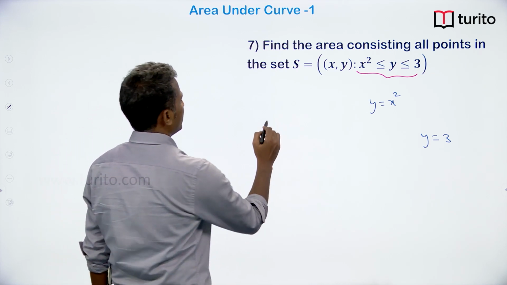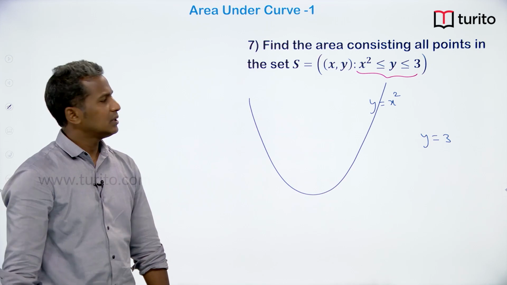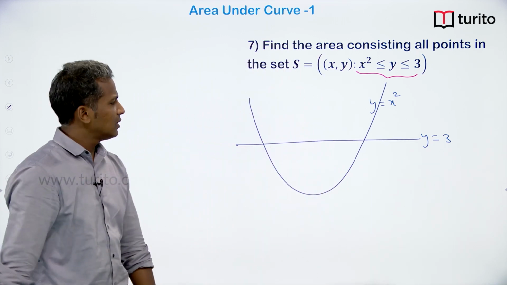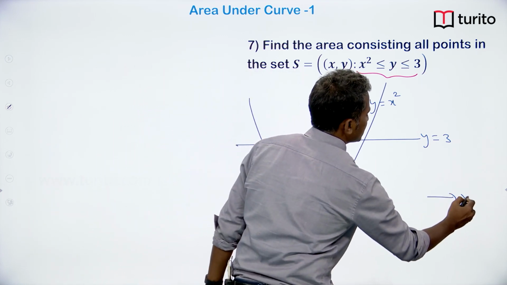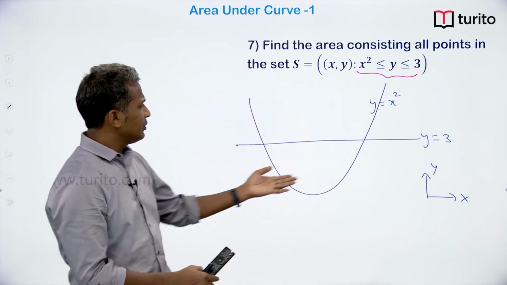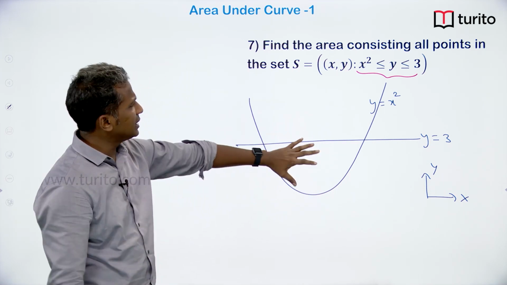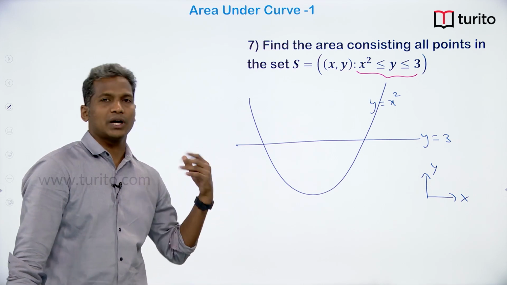So y equal to x square is a graph like this, it is a parabola. y equal to 3 is a straight line like this, and let us assume that the x and y system is somewhat like this. Okay. Now here we do not actually need the location of the x and y axis, we are interested in only this region. Okay. So how do we do that?